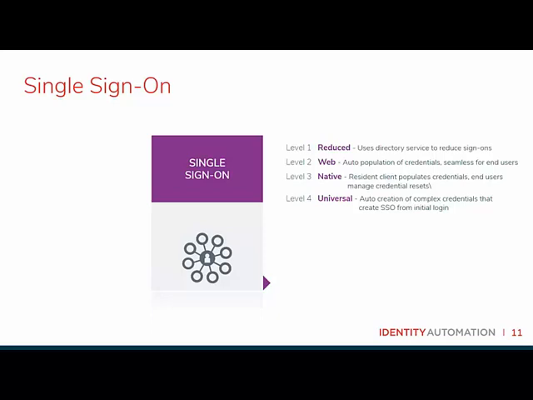And then level 4, universal SSO, takes it even further to non-Windows platforms like Mac and Linux, as well as mobile platforms like iOS and Android. And it also takes the single sign-on setup to a higher level, right? By automating the creation of the single sign-on application definitions, rather than having administrators creating those things by hand.